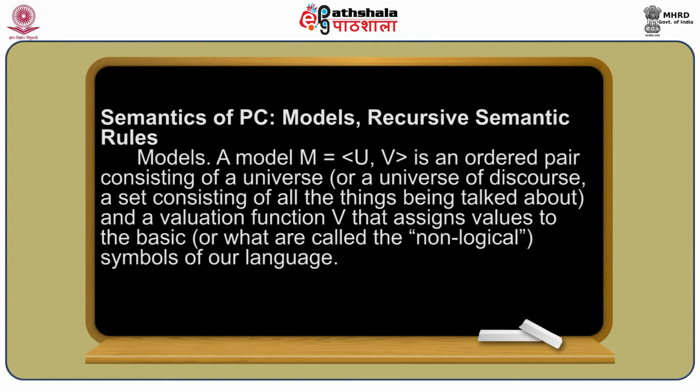A one-place predicate letter is assigned a set of things taken from the universe of discourse U. The valuation function assigns to a two-place predicate a set of ordered pairs of things taken from your universe of discourse. A three-place predicate is assigned a set of ordered triples of things that are taken from your universe U. Now, what do the semantic rules look like? Here I briefly provide the basics of the semantics of the predicate calculus.